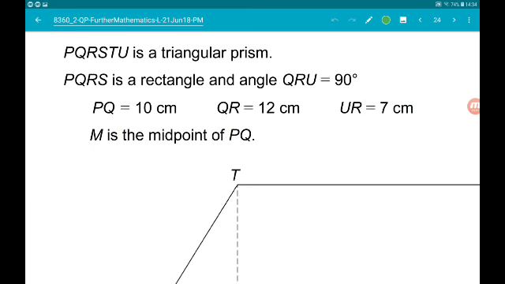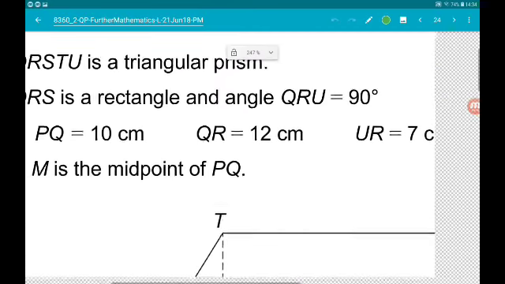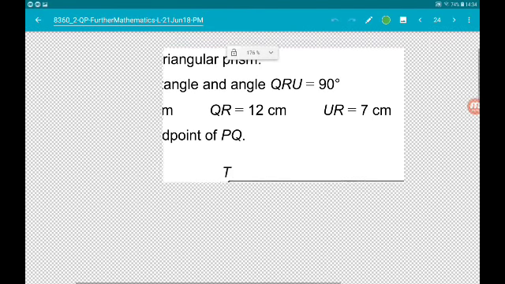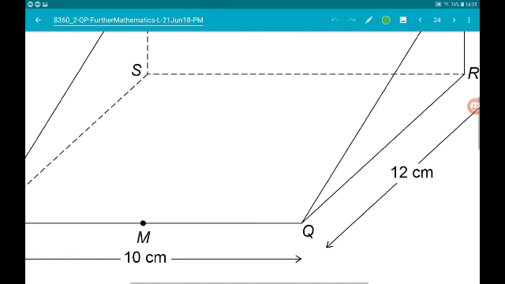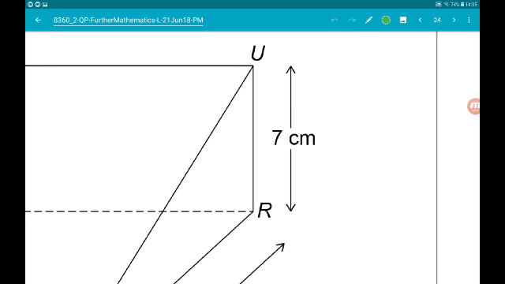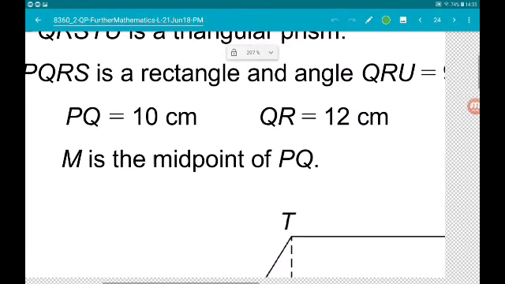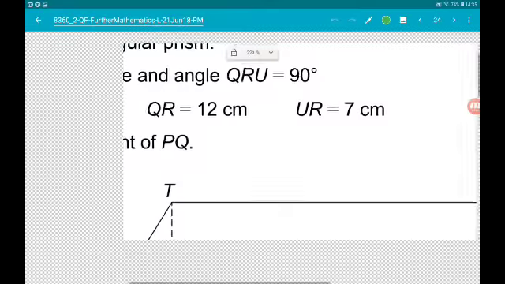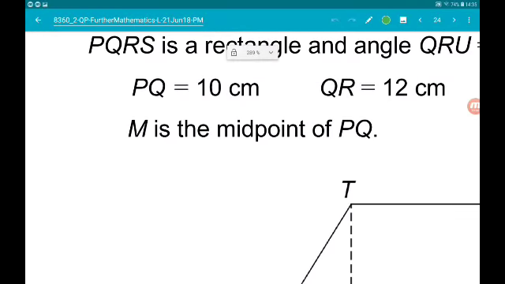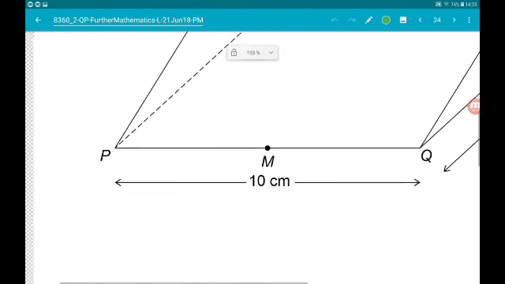Okay, question 20, we got some trigonometry inside a 3D shape. Good times. So PQRSTU is a triangular prism. We're told PQRS is a rectangle and angle QRU is 90 degrees. So that's just telling us the base is a rectangle and the height over here is perpendicular. So RU is vertical. PQ is 10, QR is 12, UR is 7, so on the diagram, M is the midpoint of PQ. So M there is the midpoint of that line.